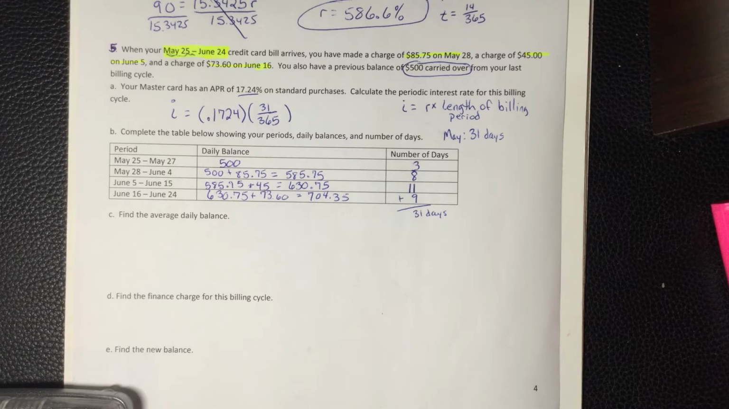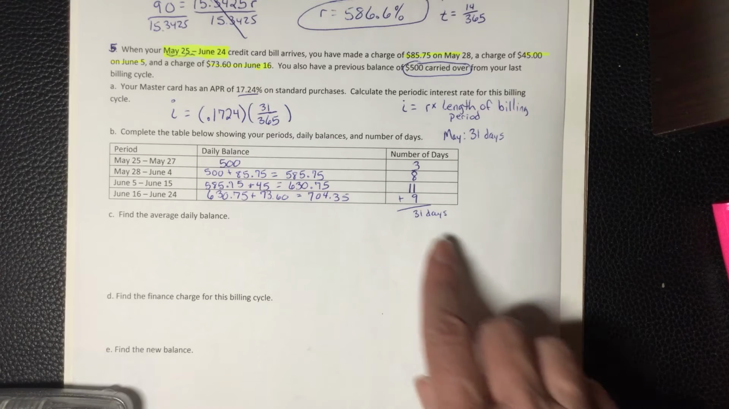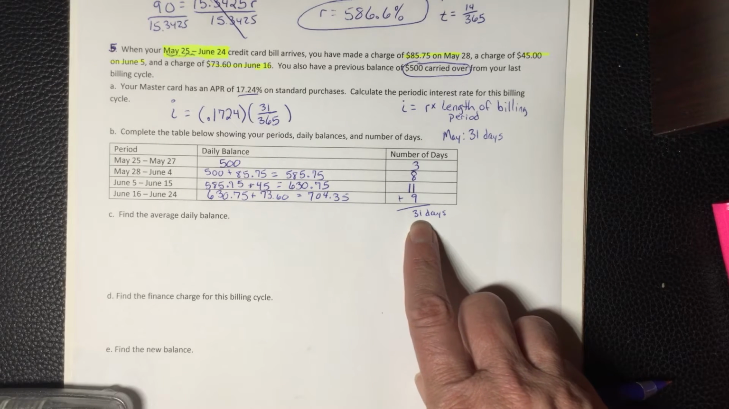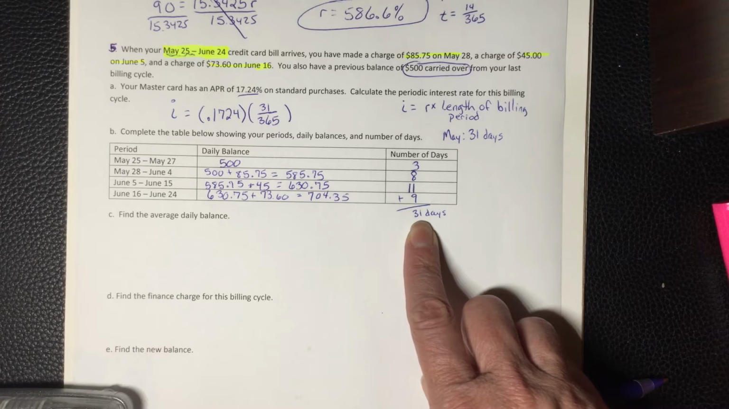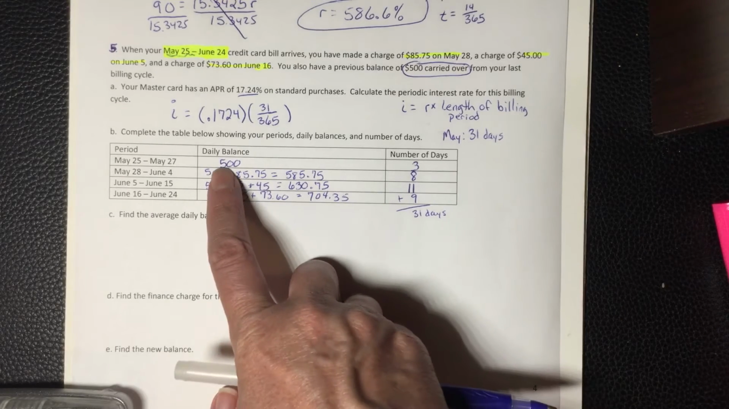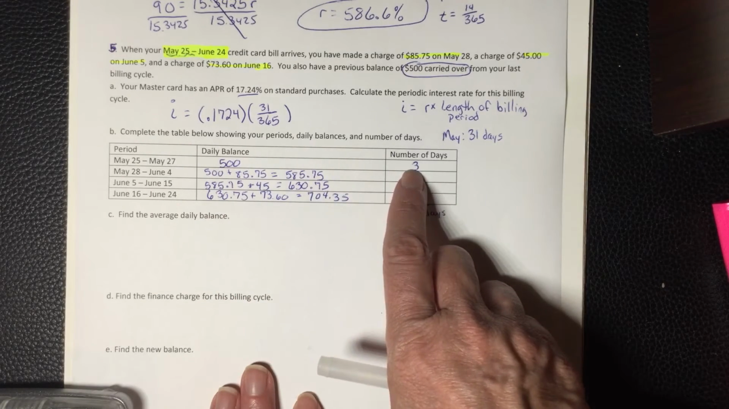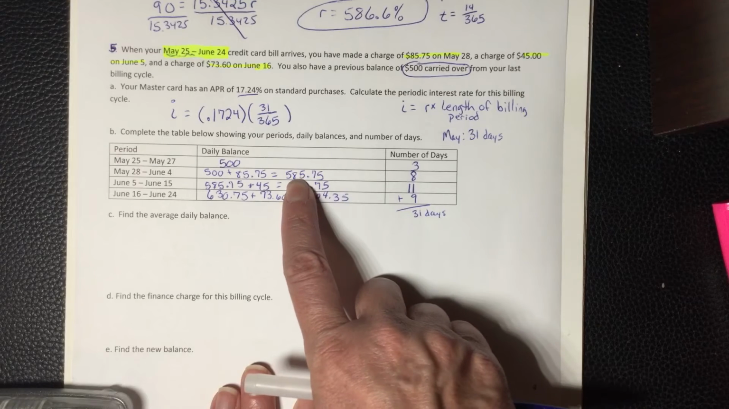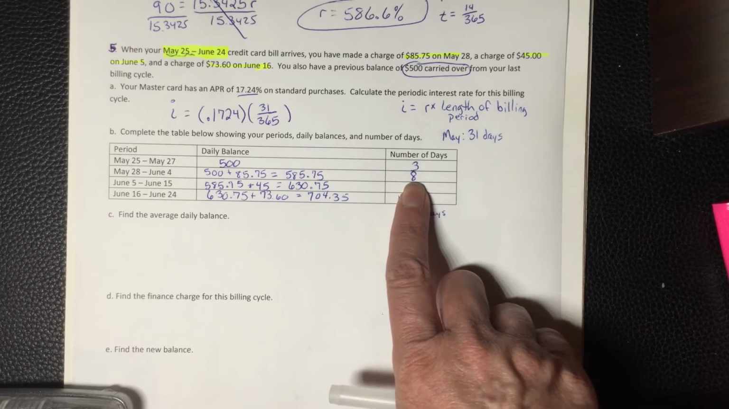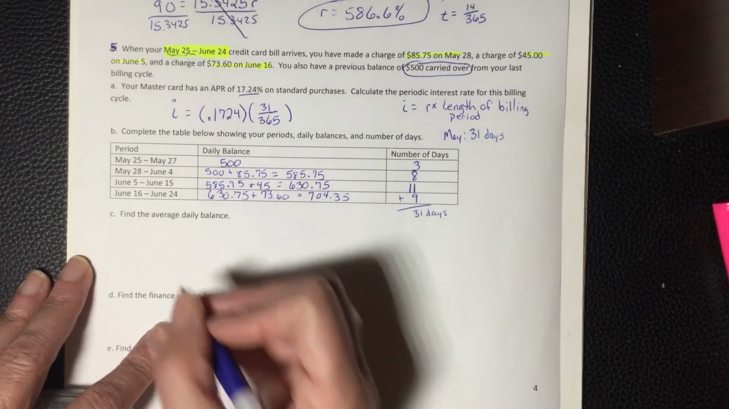So now we want to find the average daily balance. Think about how you find the average of numbers. You add them all up and you divide by however many there are. In this case, we've got 31 days, so we want to add up the balance each day of the month, all 31 days, and divide by 31. So if we wrote them all out separately, we would write the 500 3 times. We would write the 585.75 8 times, and so on.